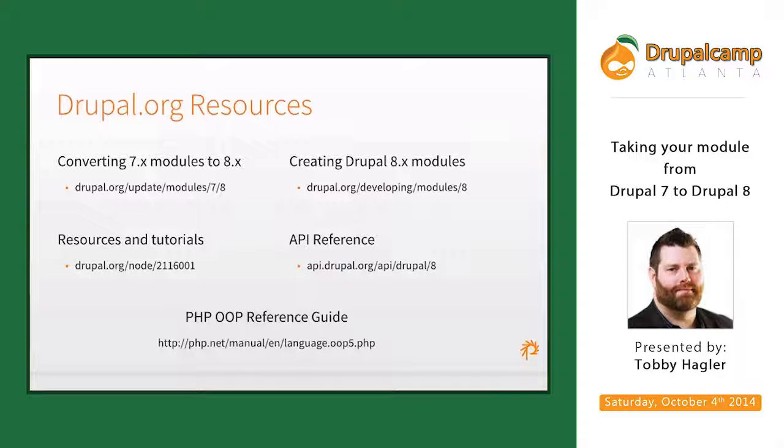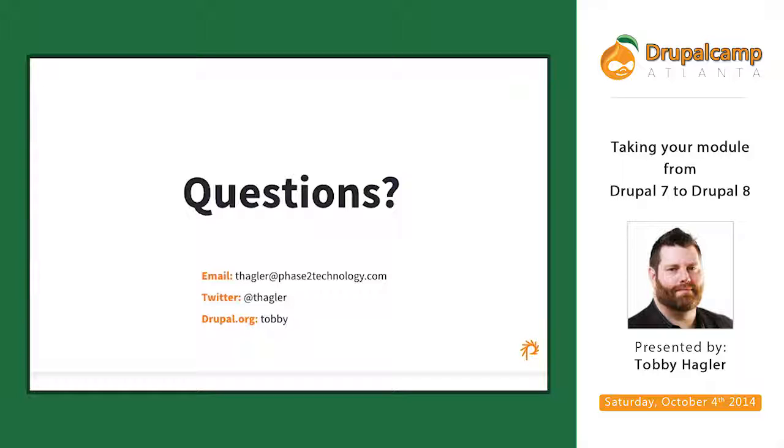And finally, this php.net URL, the OOP reference guide, is sort of the quintessential place to learn about PHP object-oriented programming. So, all right, any questions?